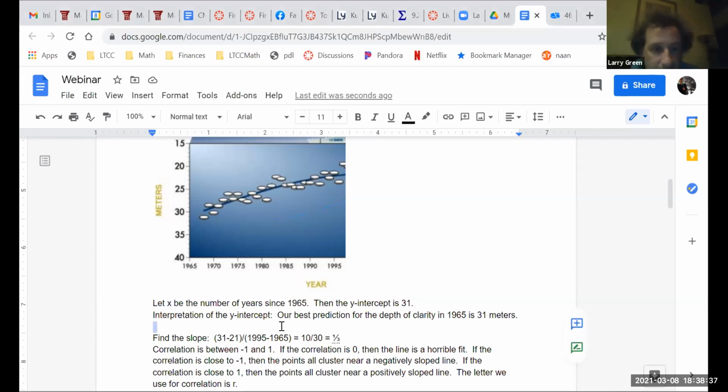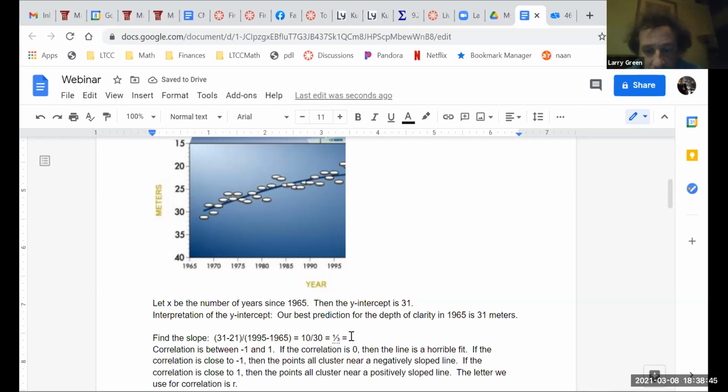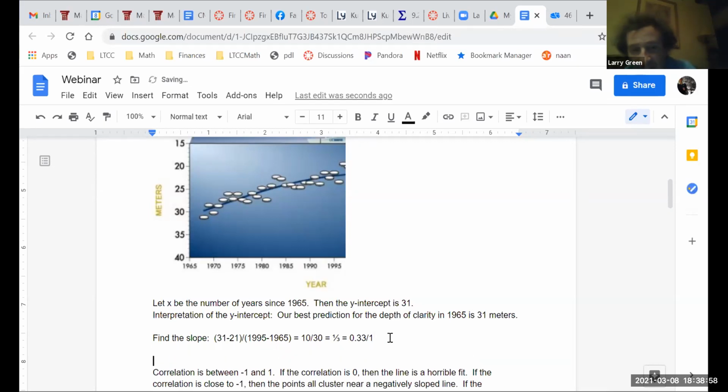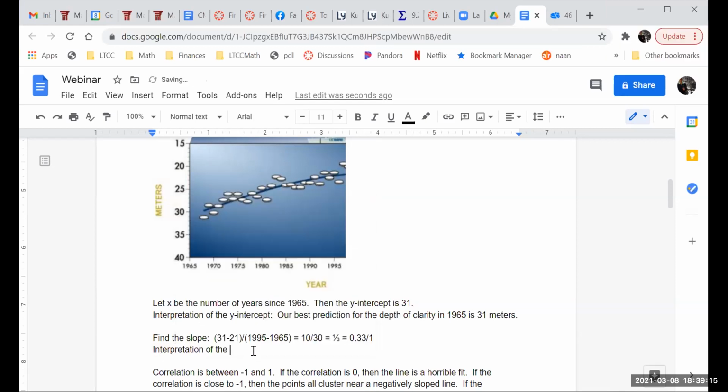All right, so now we have the slope of the line, which is 1/3. And I'm going to write that in decimal form. It's usually a little better to write in decimal form, which is approximately 0.33 over 1. You can always write over 1. That's a math thing, right? Divided by 1 never changes anything. Any questions so far? So now let's interpret, interpretation of the slope.